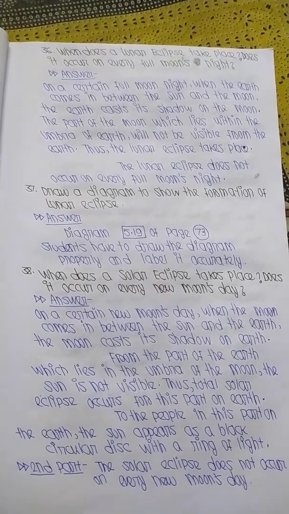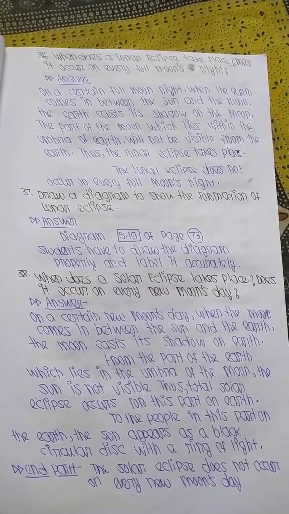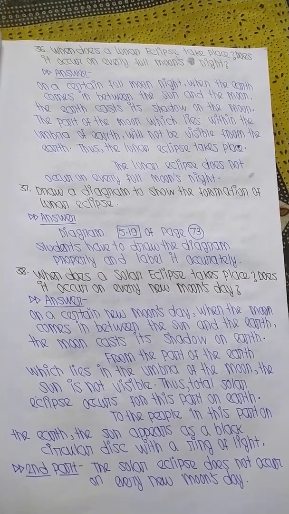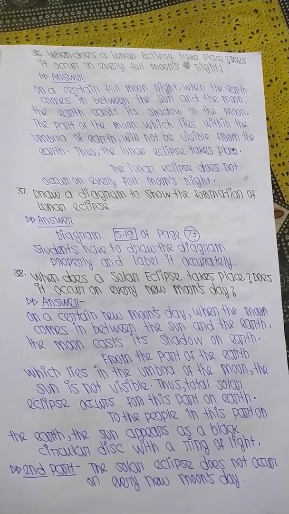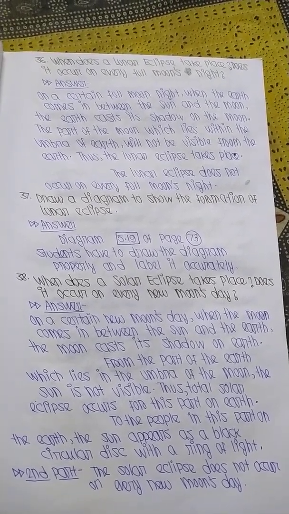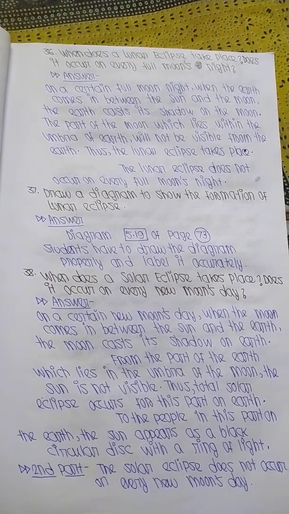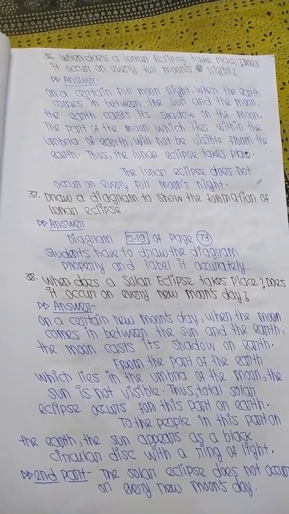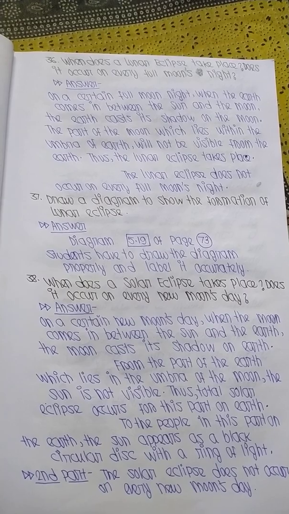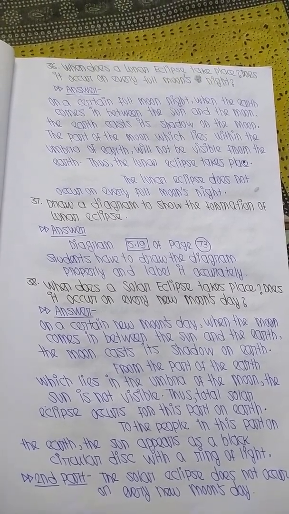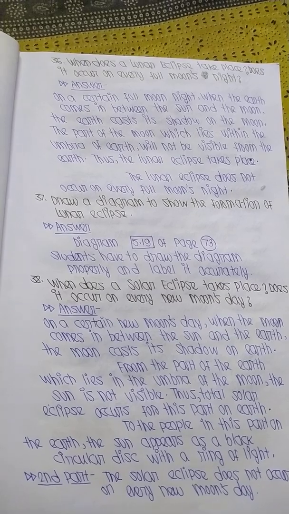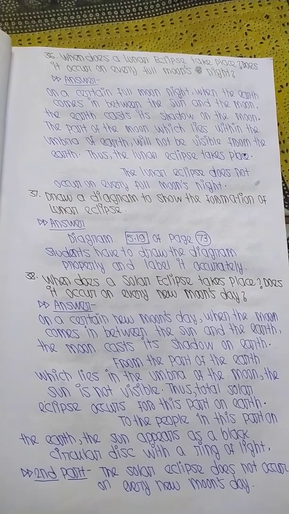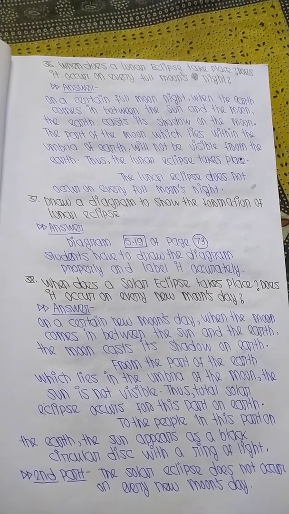Question 36. When does a lunar eclipse take place? Does it occur on every full moon's night? The answer. On a certain full moon night, when the earth comes in between the sun and the moon, the earth casts its shadow on the moon. The part of the moon which lies within the umbra of earth will not be visible from the earth. Thus the lunar eclipse takes place. The lunar eclipse does not occur on every full moon's night.